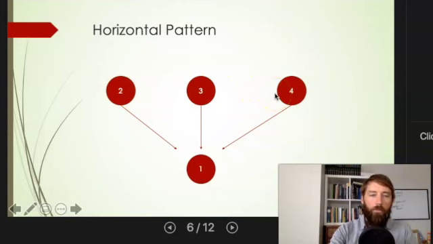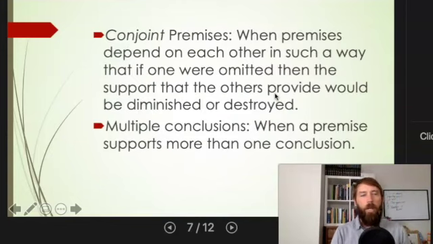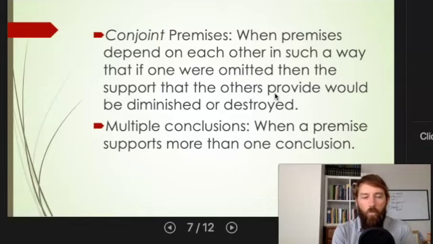Now there's a couple of complications. Sometimes we're going to run across arguments with conjoint premises. And conjoint premises are kind of like vertical pattern arguments, but the way the premises are connected to one another is different than the regular straight up and down vertical pattern argument. When you have conjoined premises, each premise depends on each other in a way that when you omit one, then the support that the other ones provide is lowered, diminished, or destroyed.